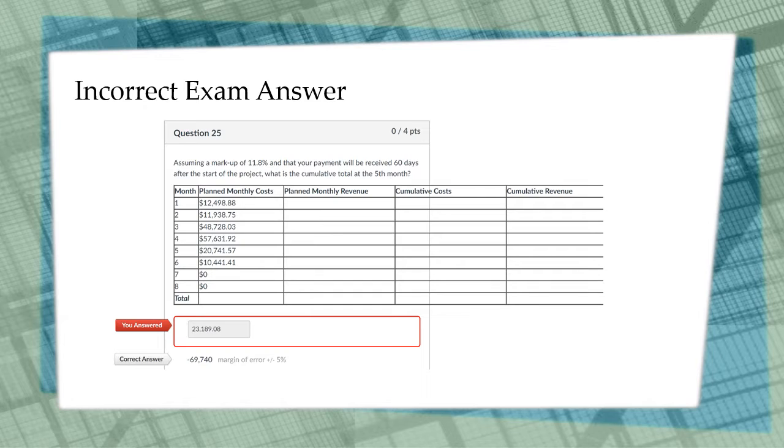So I thought, which is incorrect, that you would go to the 5th month and multiply 20,741.57 by 11.8%, which was way off. And after doing some research and actually watching the video that Professor Hyatt recorded for us, I actually understood the question and got it correct once I reviewed it.